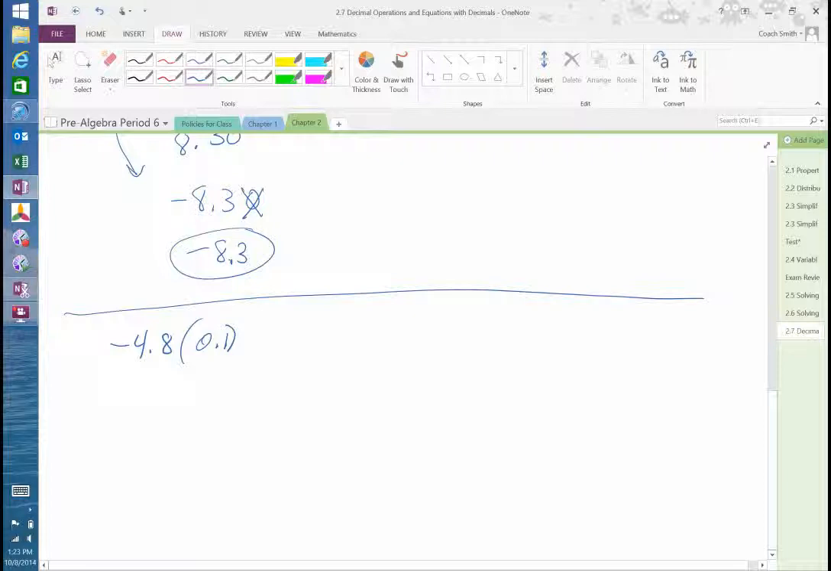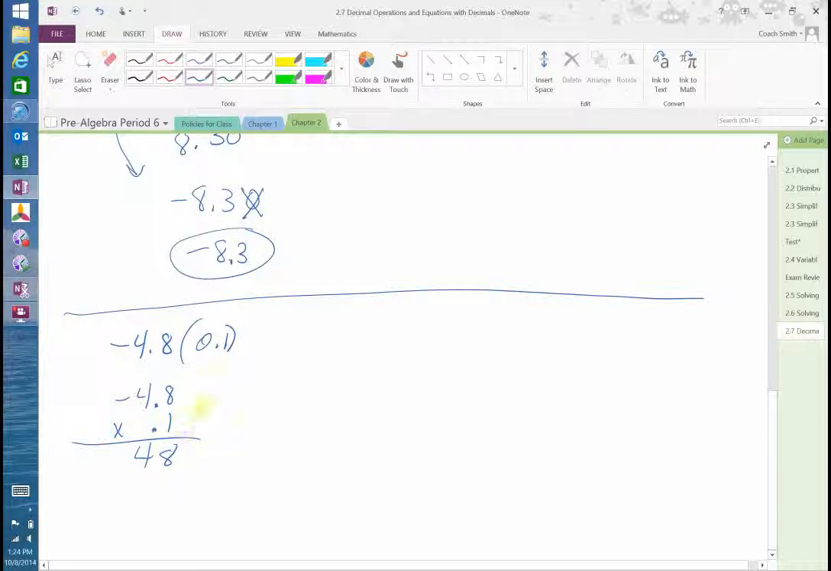Okay? When you're multiplying decimals, you do not have to align the decimals. You just take negative 4.8 times 0.1. Now, in this case, the decimals lined up just simply because the numbers happen to match up. But now you just take and multiply. 1 times 8 is 8. 1 times 4 is 4.